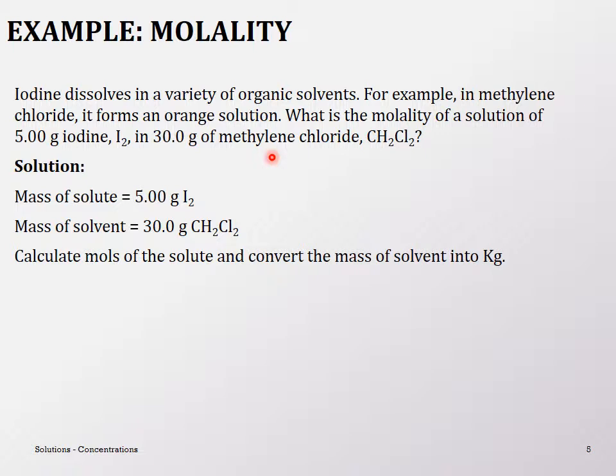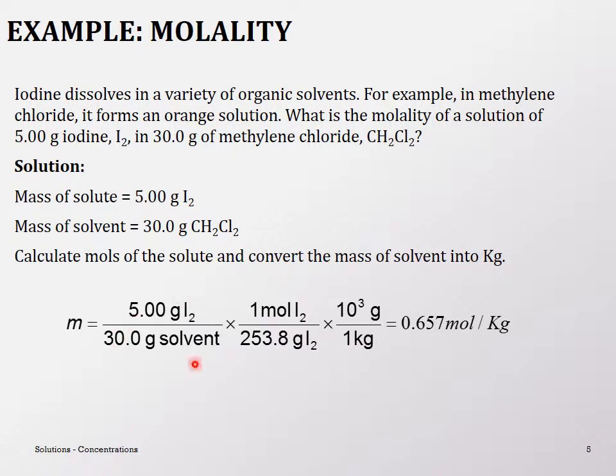Then what we're going to do is exactly what we said. We'll calculate the moles of solute and convert the mass of solvent to kilograms. Again, just unit conversions going on here. We can do everything at the same time, which means we can have 5 grams of iodine over the solvent. This is technically our formula also, solute over solvent. We have to make sure we convert them into the right units.